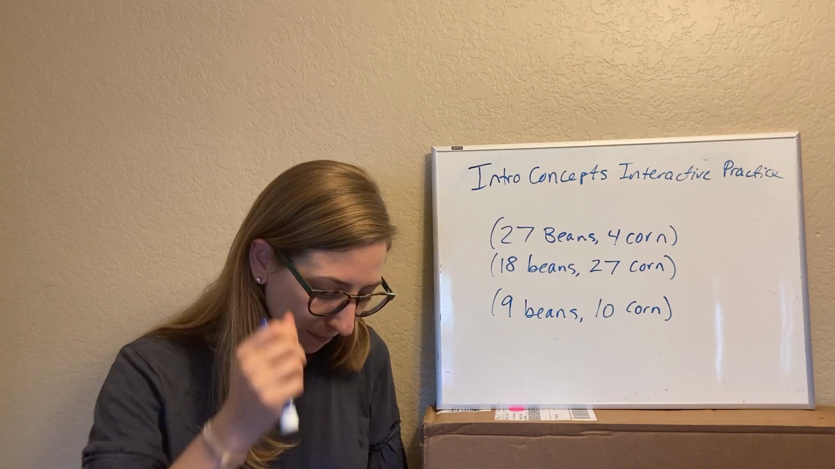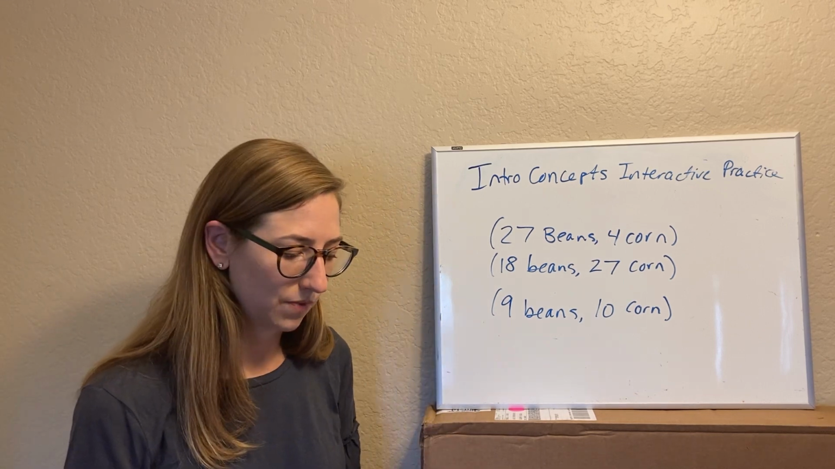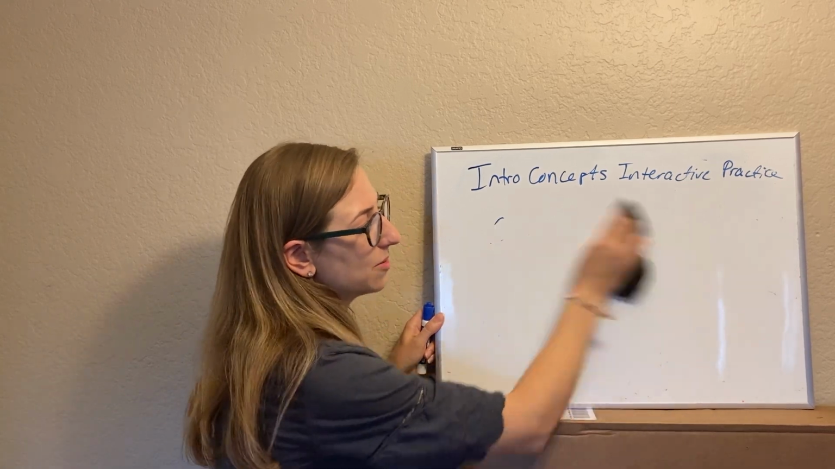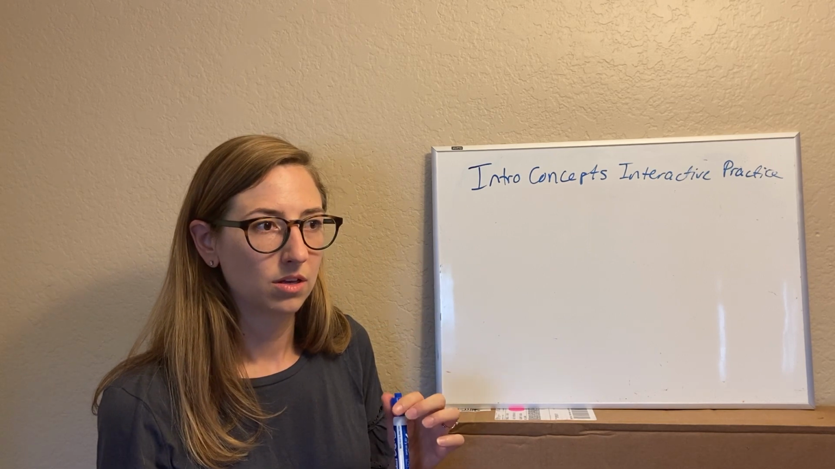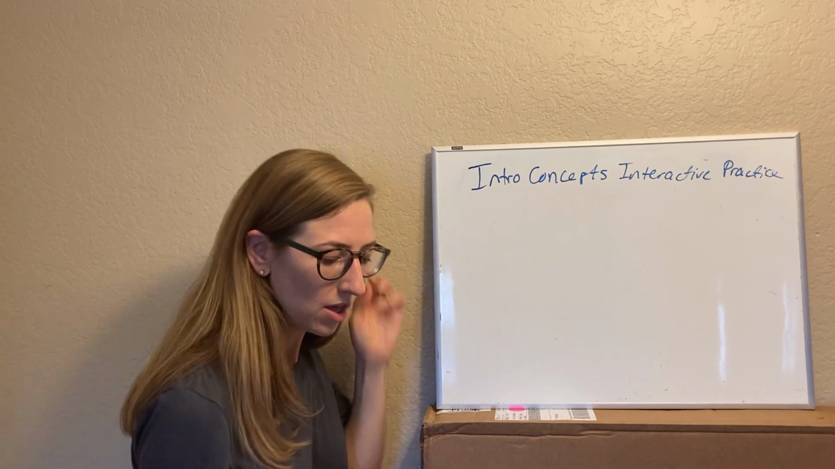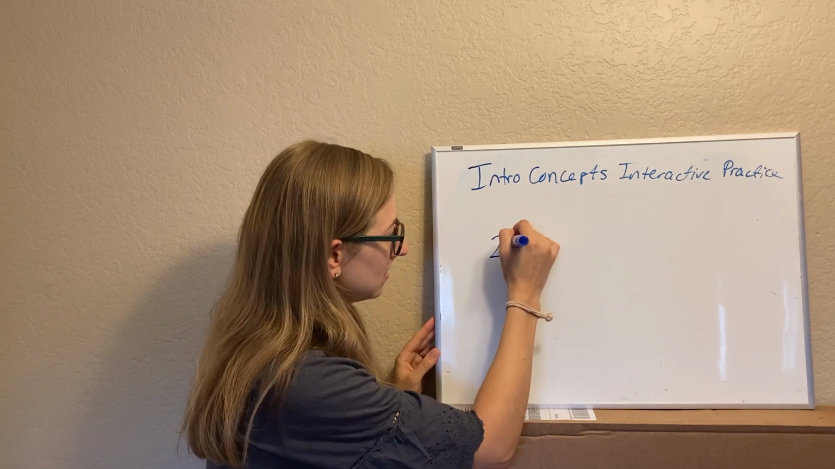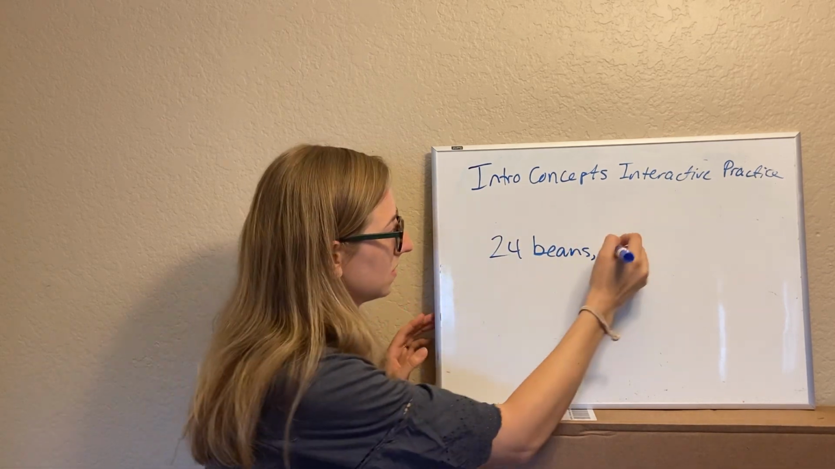Then part B, the not efficient combinations. We notice that point B is outside the production possibilities curve. What do we know about points outside the curve? Yeah, they're either impossible or they're unsustainable. So B is not an efficient combination, so that's 24 beans and 9 corn.